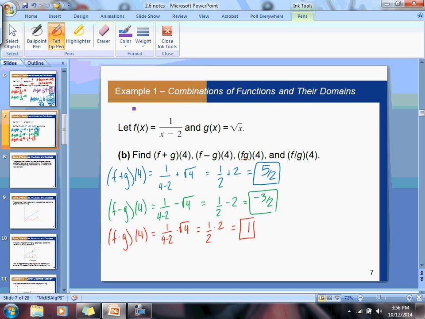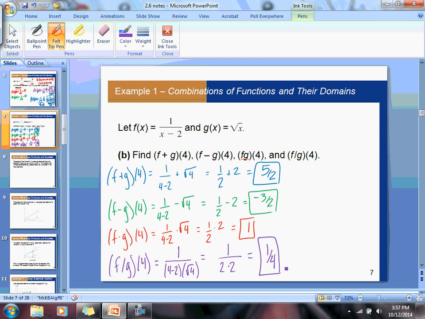And then my last one, the division, I'll have f divided by g of 4. So that is going to be, now let's see, this one when I rewrote it, I had 1 over 4 minus 2 times the square root of 4. I had them all in the denominator like that. So that you can double check on the previous slide. So that's really going to be 2 times 2, so that will be 1/4.